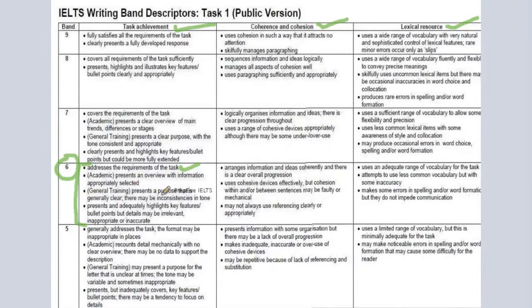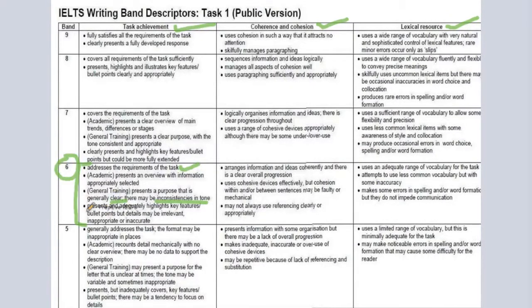Next is presents a purpose that is generally clear. So it's generally clear if you're scoring a 6 band score. However, there are inconsistencies in tone. What do you mean by inconsistencies in tone? Basically, you're not very sure about your opinion. Sometimes you're agreeing, sometimes you're disagreeing. You're not very sure about your stance. You're not very sure about what you feel and what you think. That is one mistake that students make in this parameter, which is task achievement, and that's the reason you end up scoring less in your writing.